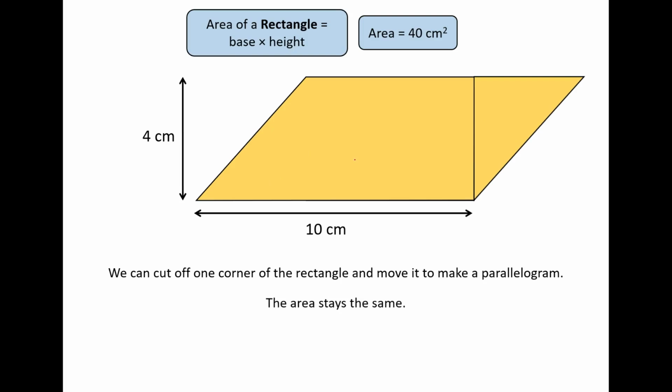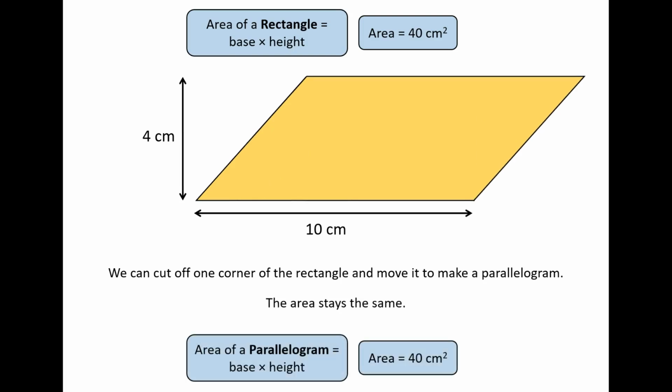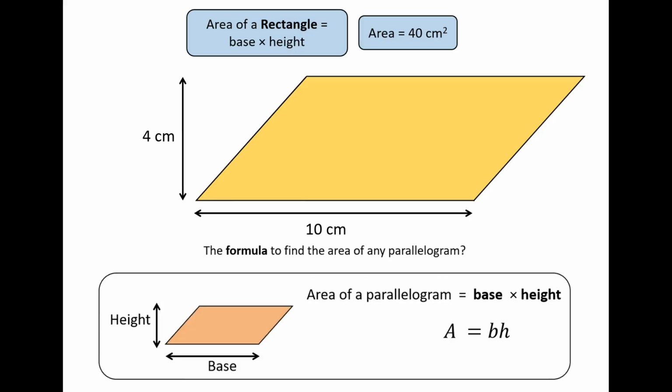So that means that if the area stayed the same, the area of a parallelogram is also going to be base times height. So it's also going to be 40 centimeters squared. So here's the formula here. Base times height is the area of a parallelogram.